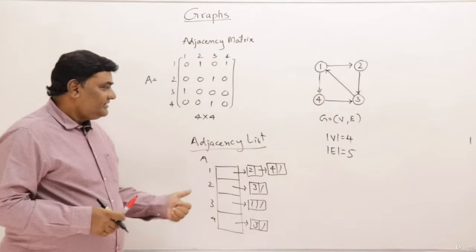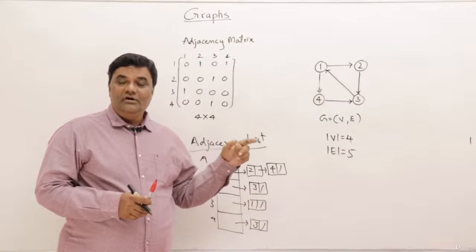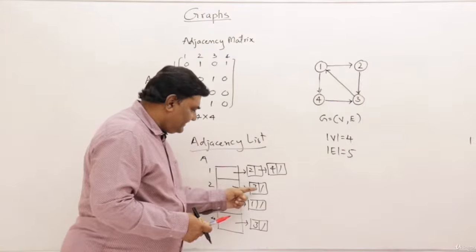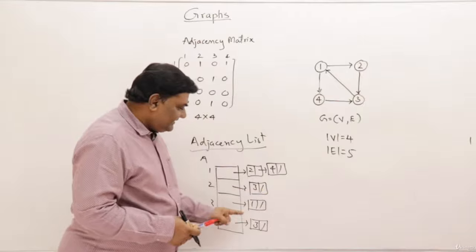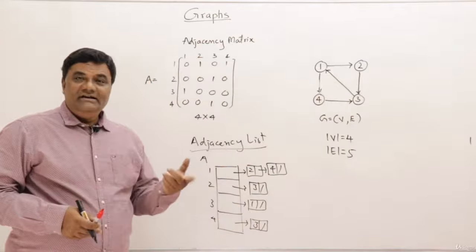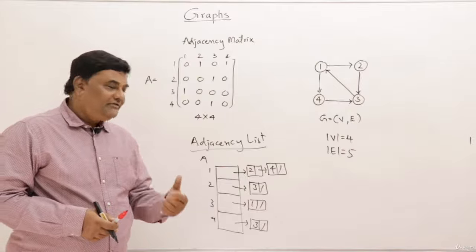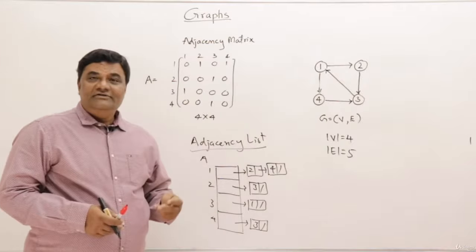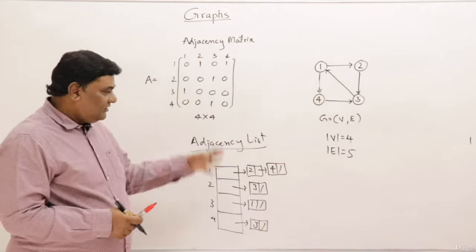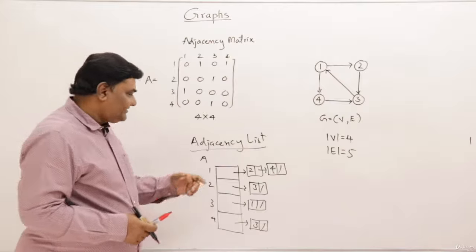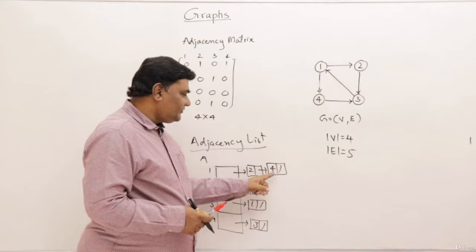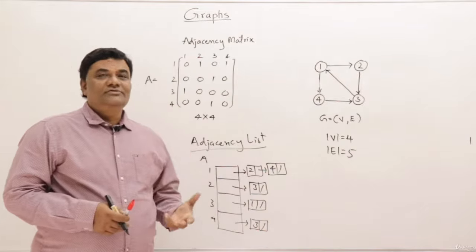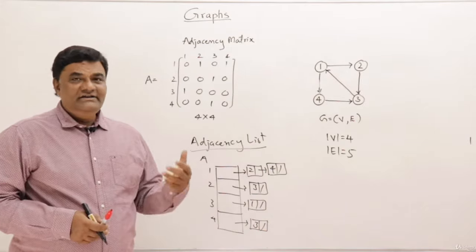But in adjacency list, we only have out degree. For the in degree of vertex 1, I should search all linked lists and find out wherever 1 is occurring. So I found 1 one time. So in degree is 1. I want to know the in degree of 3. Yes, 1 time, then 2 times. So in degree of 3 is 2. So I have to check all linked lists. But for out degree of vertex 1, just count the number of nodes in its own linked list. For this, 2 nodes are there. So the length of the linked list is 2. So out degree is 2. In degree we cannot know directly.